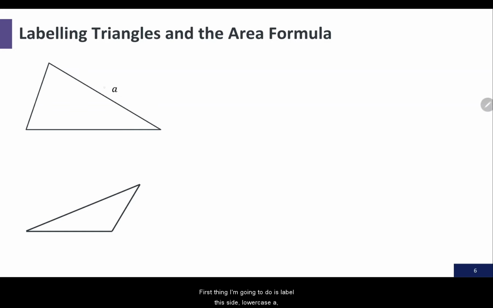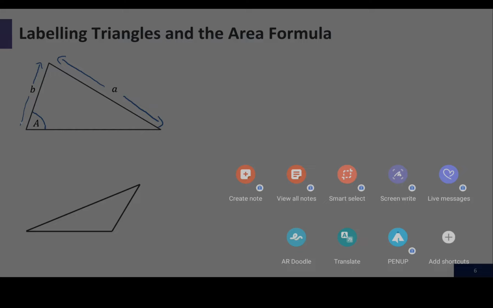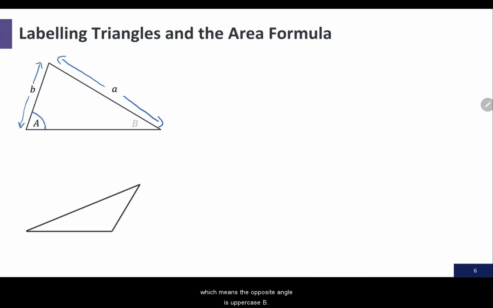First thing I'm going to do is label this side lowercase a, which means the opposite angle is capital A. This side is lowercase b, which means the opposite angle is uppercase B. This side is lowercase c, which means the opposite angle is capital C.